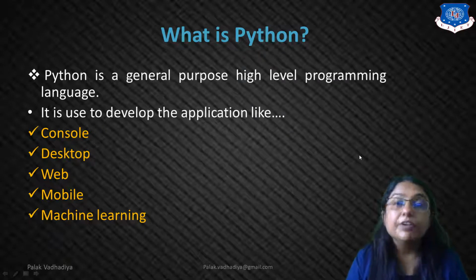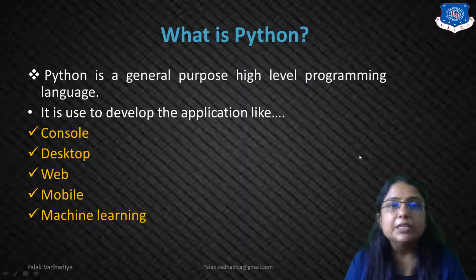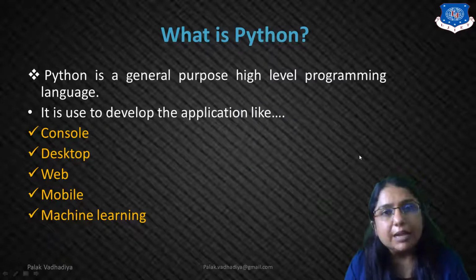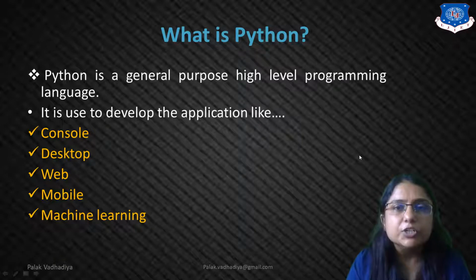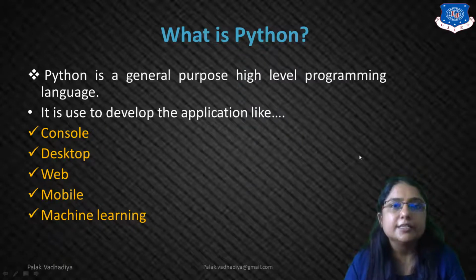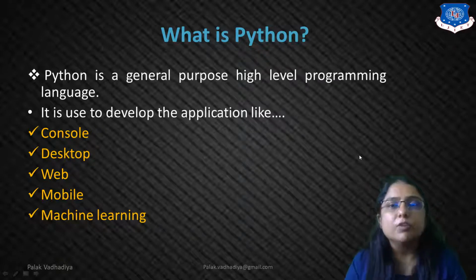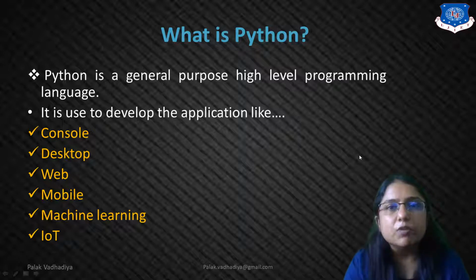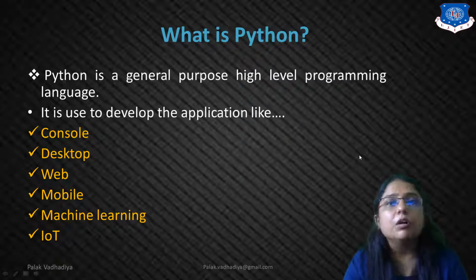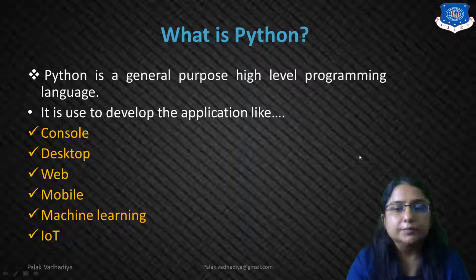Then machine learning. We can use the Python language in machine learning. Machine learning means you have to train your machine with some training data, and then you can test it with your data set. So whenever you want to write code for machine learning, you can use the language, that is Python. Next is IoT. We know very well IoT is Internet of Things. If you want to develop any application or do any project based on IoT, then you can do your coding in Python.